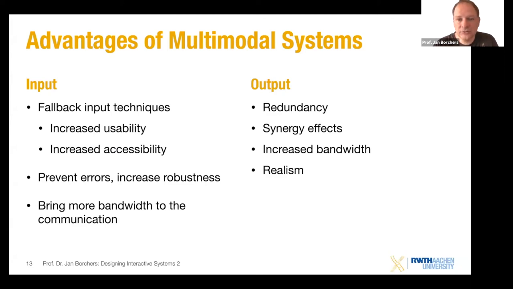We can easily use one modality when another one becomes unavailable. So if you've ever tried to use your smartphone in the winter when you're wearing thick gloves, then you're maybe happy to be able to use voice, for example, or when your hands are tied up or you're in the car and you can't look at your phone, all of a sudden voice is a great fallback. This also increases accessibility, of course. It makes things more available for people with a wide variety of abilities and for a wide variety of situations.